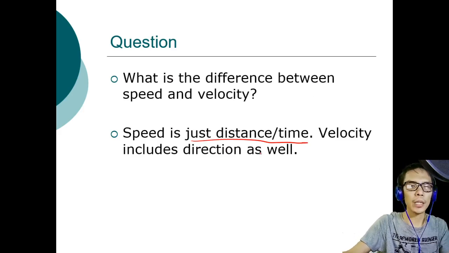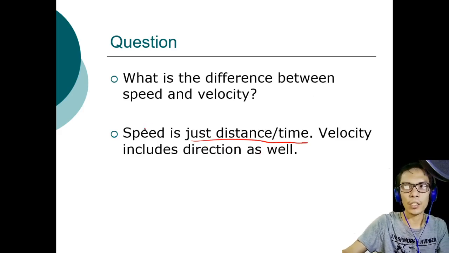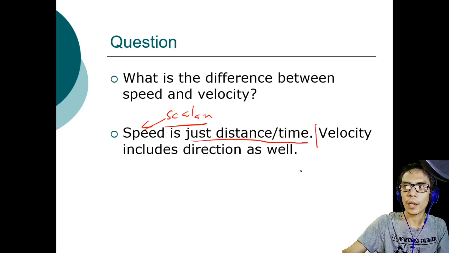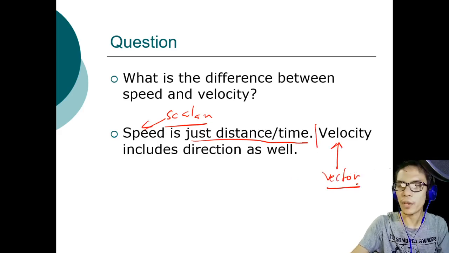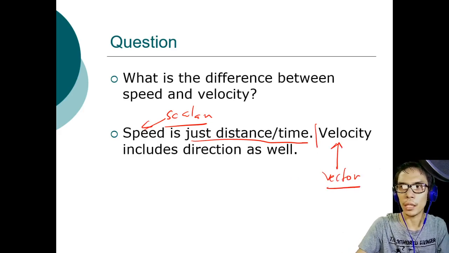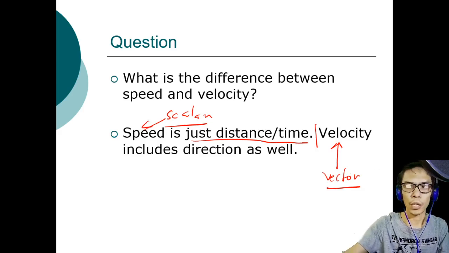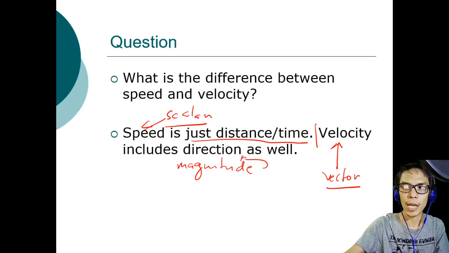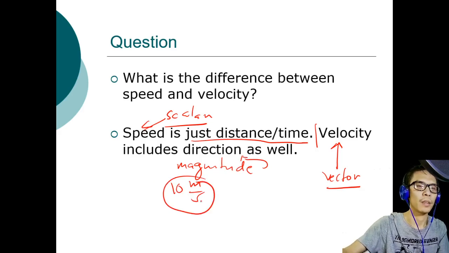Speed is a scalar quantity. It contains only magnitude. Whereas velocity is a vector quantity, and it includes the direction. So it has magnitude, just like the speed, and it has a direction. For example, an object is going 10 meters per second. So this is a speed.